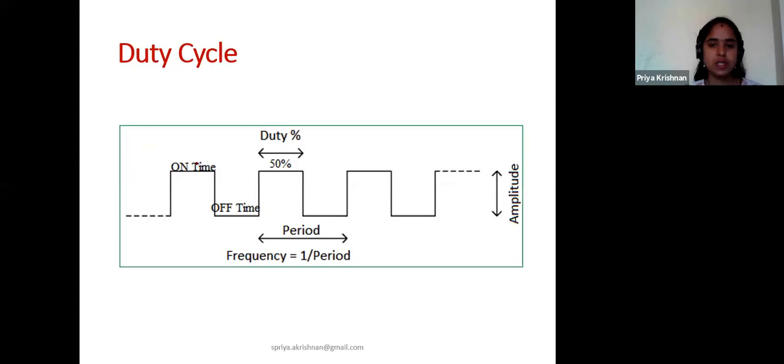Yes, so we'll quickly brush up on what a duty cycle is. This is our square wave pulse or any pulse, with on time and off time. This is my on time, this is my off time. How long I have my on time, that is my duty cycle. If I'm on 50% of the time, then 50% is my duty cycle. If my on time is more, say 70%, then 70% is my duty cycle. If my on time is 80%, then 80% is my duty cycle.